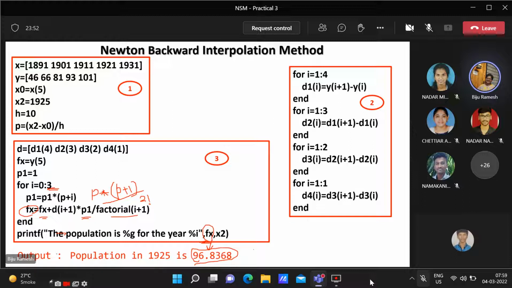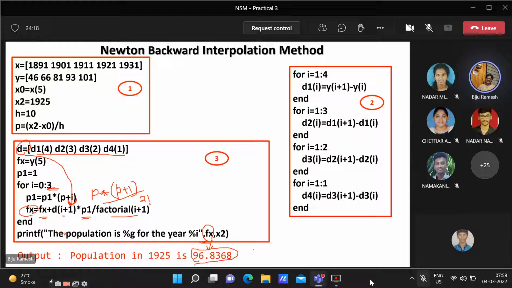Do you see any change in the formula? Only instead of p into p minus 1, here you have p into p plus 1. And also the last values are being used. The last values are stored here, in the D array, and this D array we are using here.